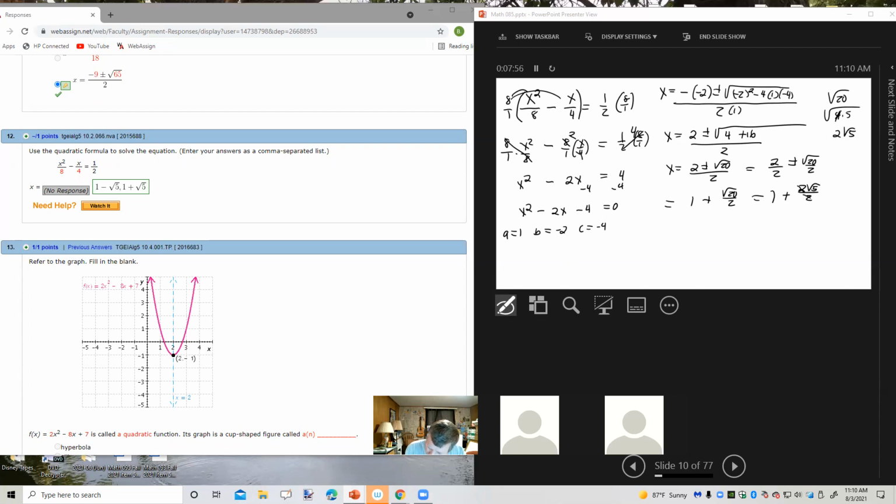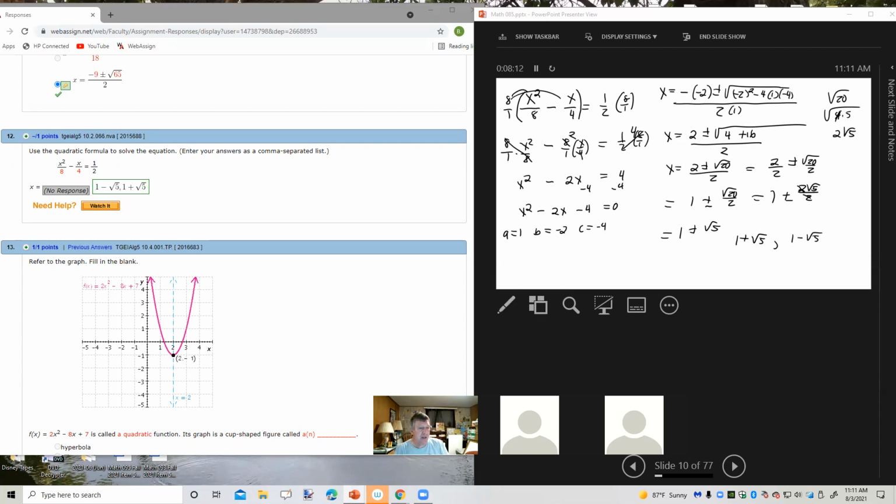Now the 2's will reduce out. Oops, I left off the minus there. So now we've got 1 plus or minus the square root of 5. Yeah, just the square root of 5. So 1 plus the square root of 5, comma, 1 minus the square root of 5.